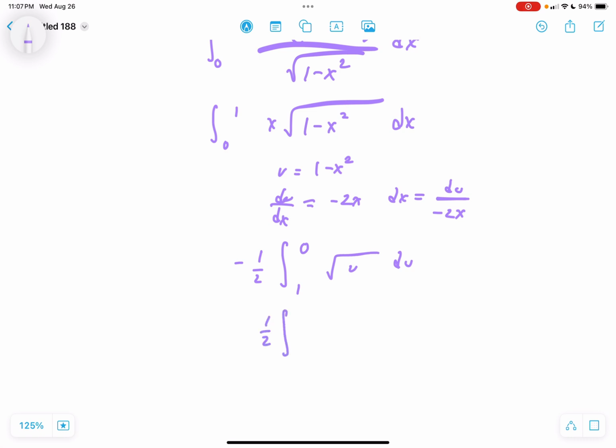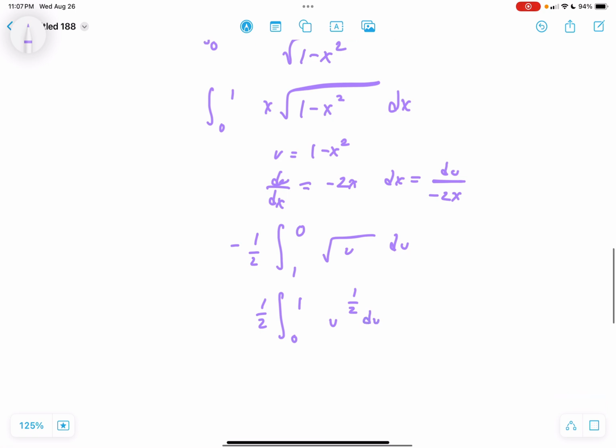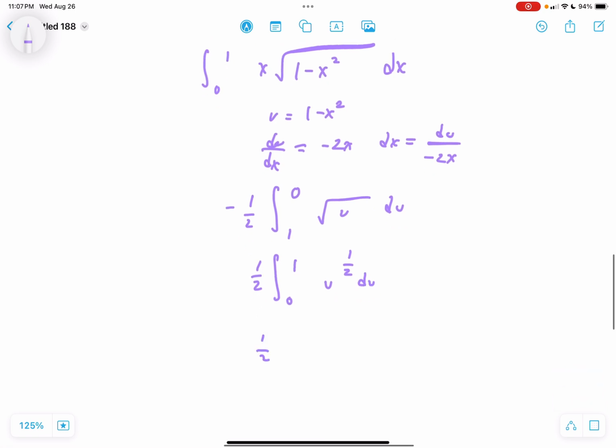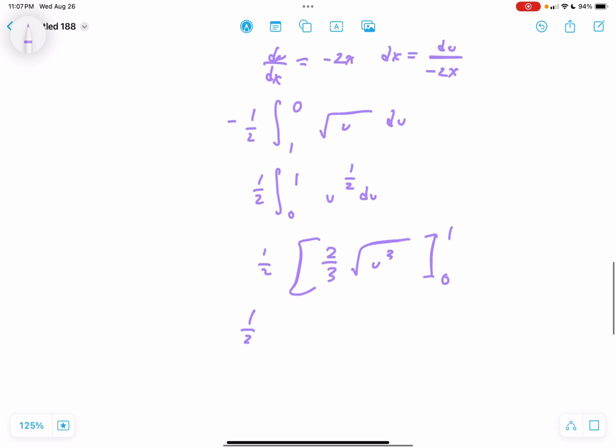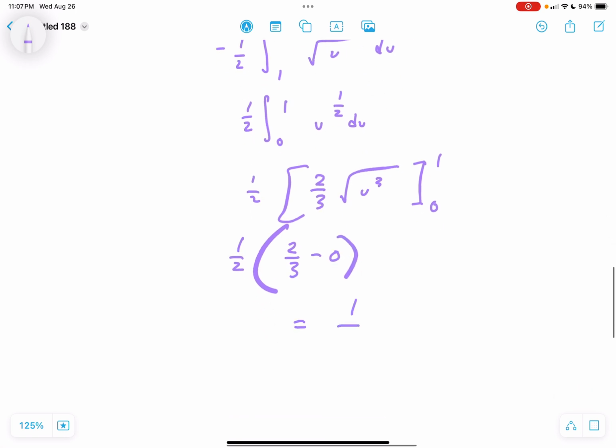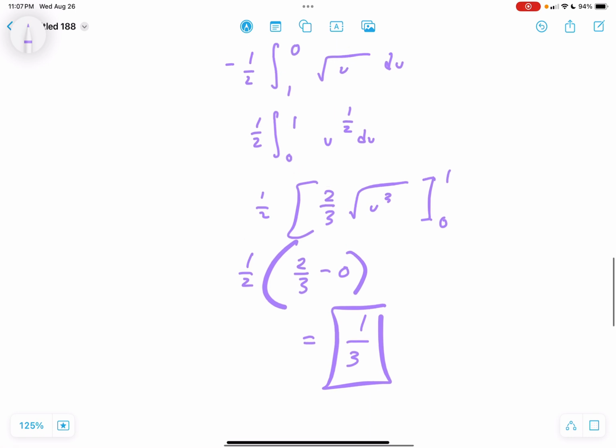So this is 1/2 integral 0 to 1 root u du, which is u to the 1/2 du. Now when I integrate u to the 1/2, that's going to be 2/3 square root of u cubed from 0 to 1. And that's 1/2 times 2/3 minus 0. And that's simply going to be equal to 1/3. So 1/3 should be our answer here.